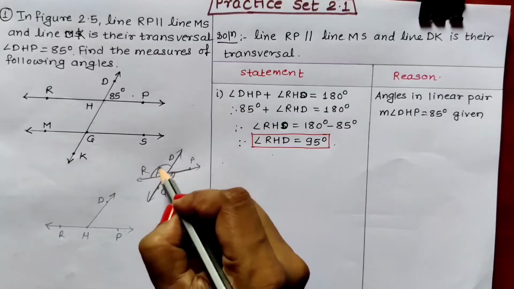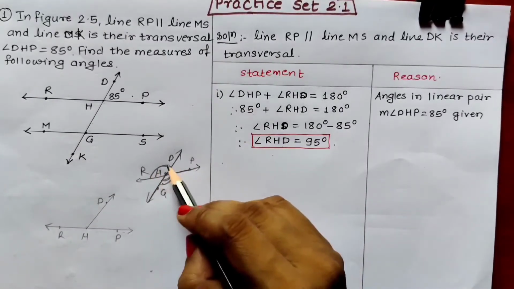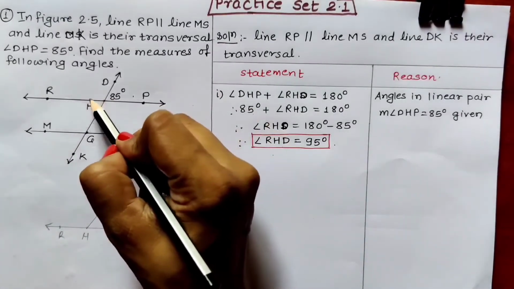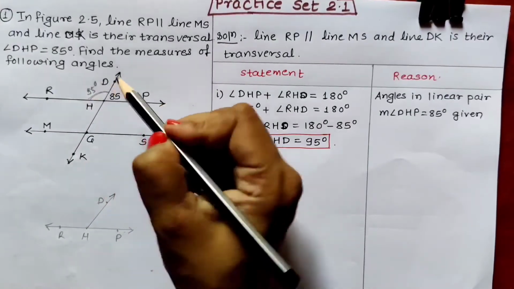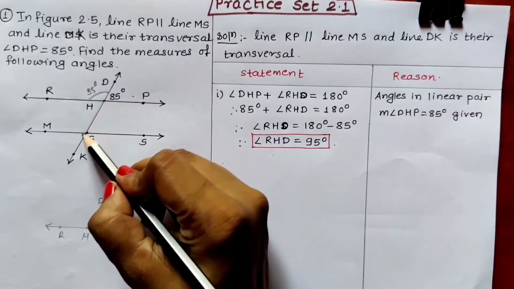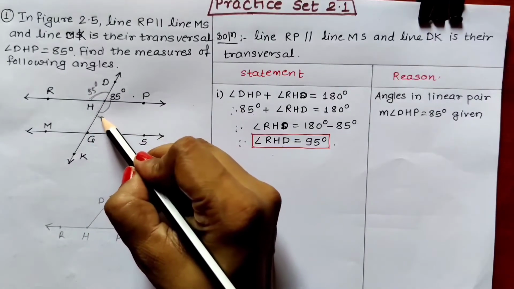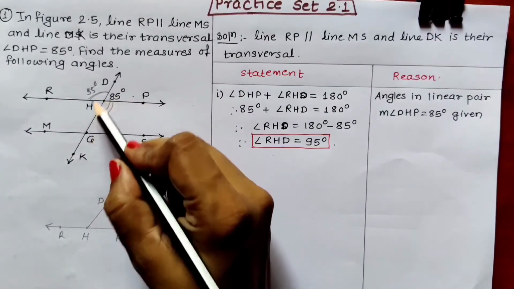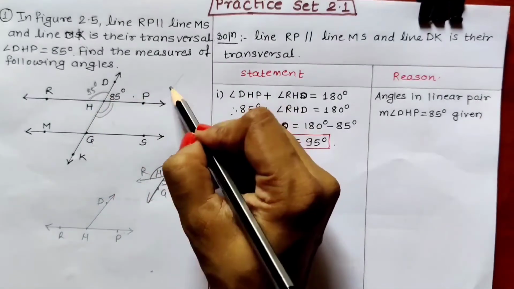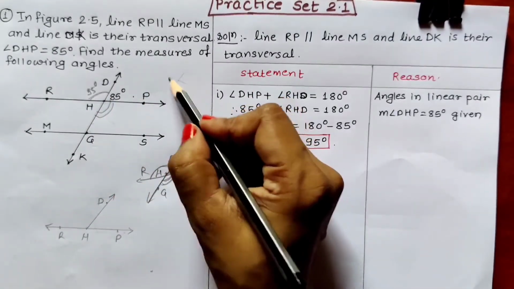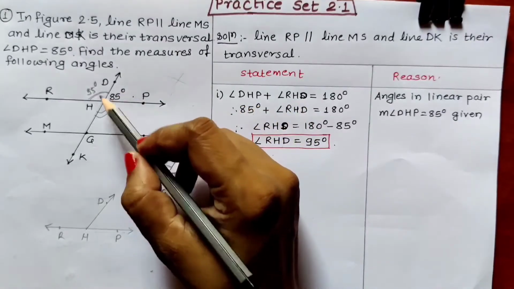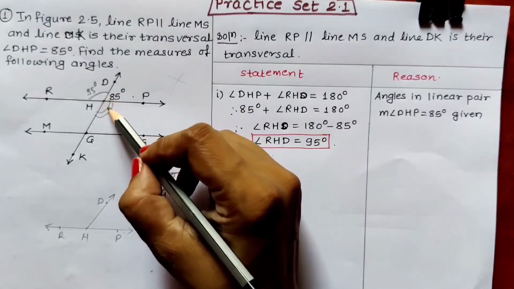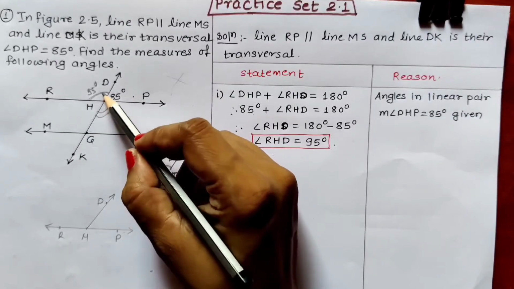And RHD we have got just now. Measure of angle RHD is 95 degree, and we will have to find out the measure of angle PHG. We can see that RHD and PHG are vertically opposite angles. I told you when there is the shape of alphabet X, then vertically opposite angles are formed, and vertically opposite angles are congruent with each other.